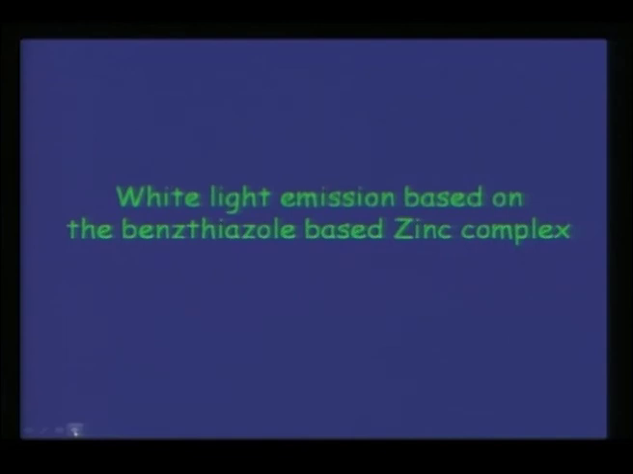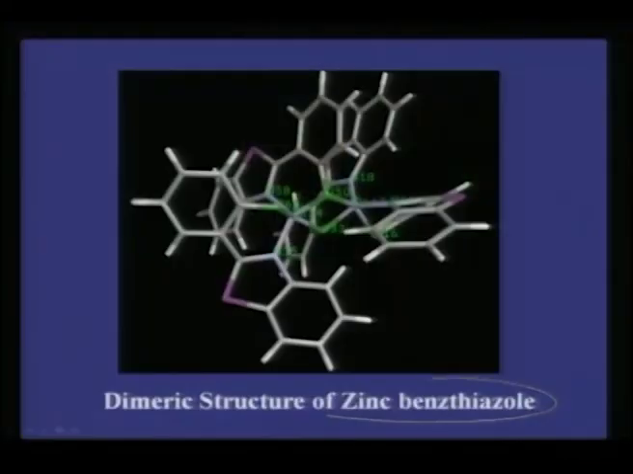In this case it is not a small molecule, but it is a zinc complex of a benzthiazole, and again I can show you that it is not only to do with the organic molecule, but even the interface in an electroluminescence device which can be responsible for white light. This is the structure of a zinc benzthiazole molecule, which actually shows a dimeric nature.